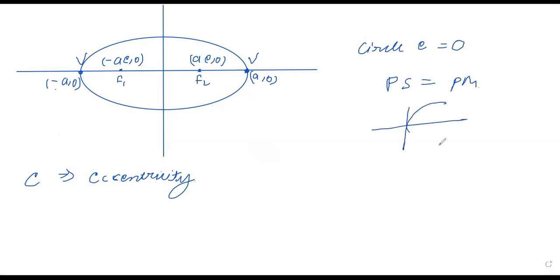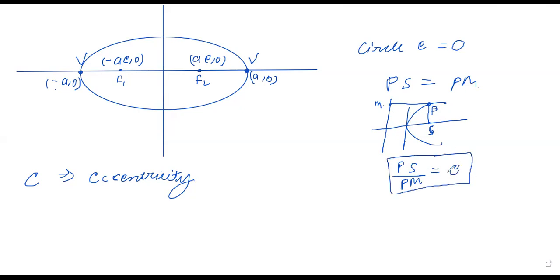There is a parabola, there is a variable point P, and there is a directrix. So this distance and this distance were equal. If the focus is S and this point is M, then the ratio of PS upon PM is known as eccentricity.